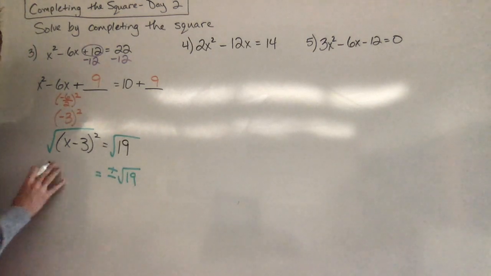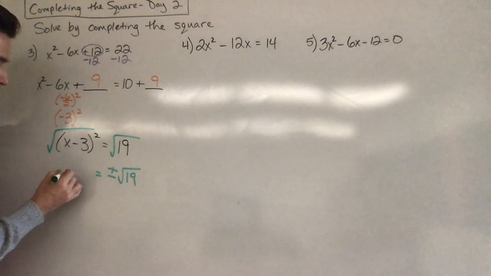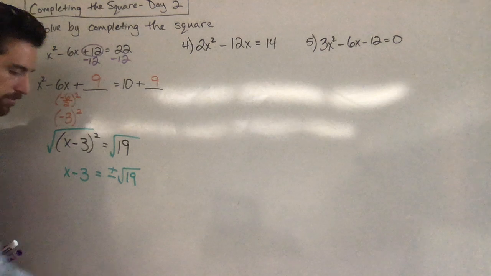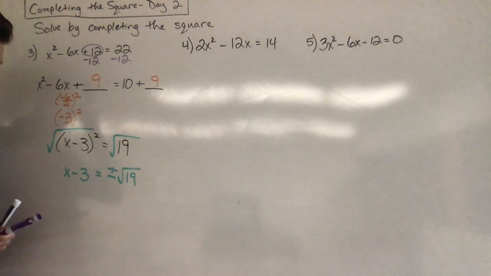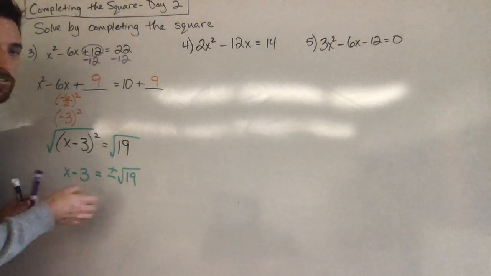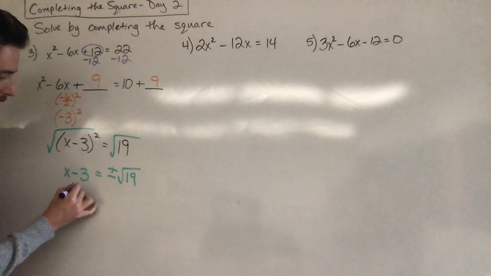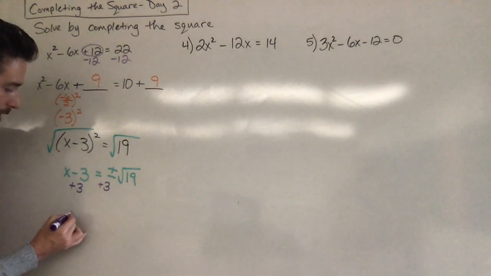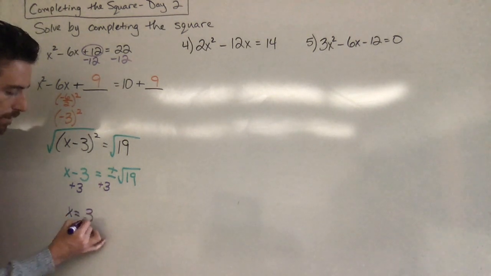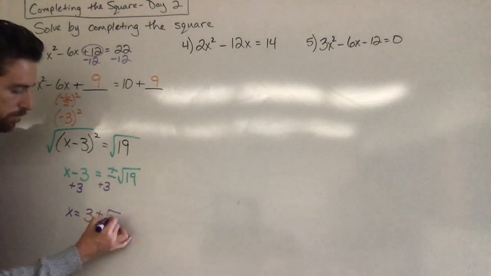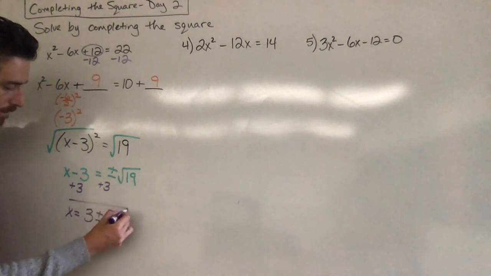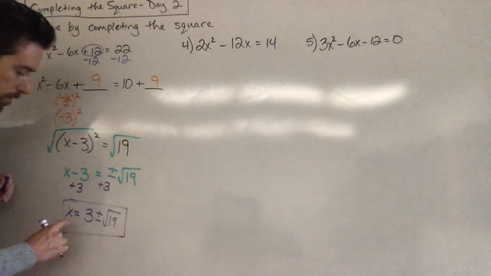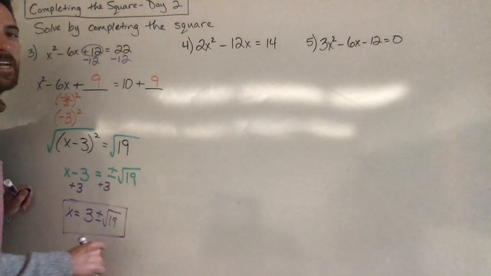On the left side, the root and the exponent cancel each other out there, so it's just x minus 3 equals plus or minus the square root of 19. So one more step, we gotta get rid of that minus 3, so we add 3 to both sides. Remember, we put the radical at the end. So our final answer will say x equals 3 plus or minus the square root of 19. Can't simplify that anymore. And again, that gives you two solutions, 3 plus the square root of 19 and 3 minus the square root of 19.